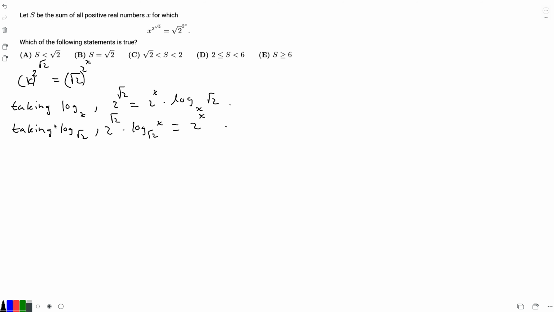Me personally, I prefer when we take log base root 2, because we get a simple 2 raised to the power of x, which we can easily solve for x by taking log base 2 of both sides. Let's do that. So x is equal to, and we know that log AB is equal to log A plus log B. So doing that, we get log base 2 of 2 raised to the power of root 2 is simply root 2, and then plus log base 2 of log base root 2 of x.